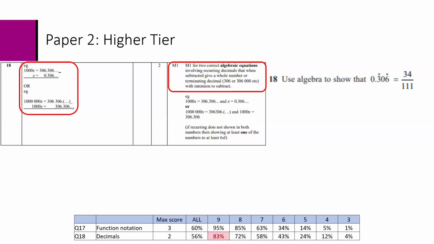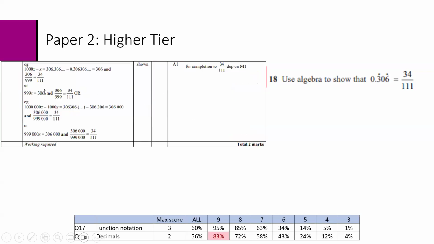And I think the examiners are trying to be as generous as possible in order to give the students a fighting chance of getting the marks. And the second stage of the mark scheme is that what they need to show is 999x equals 306 and x equals 306 over 999, or some equivalent.